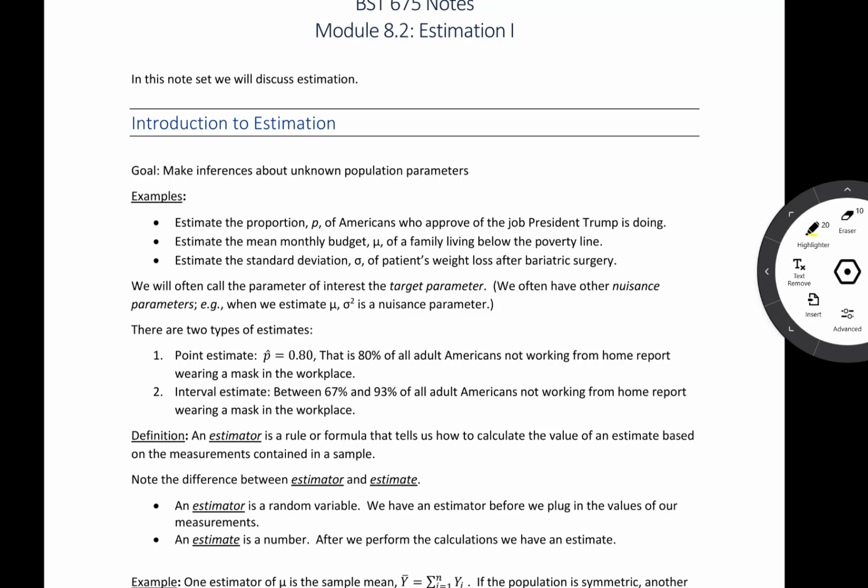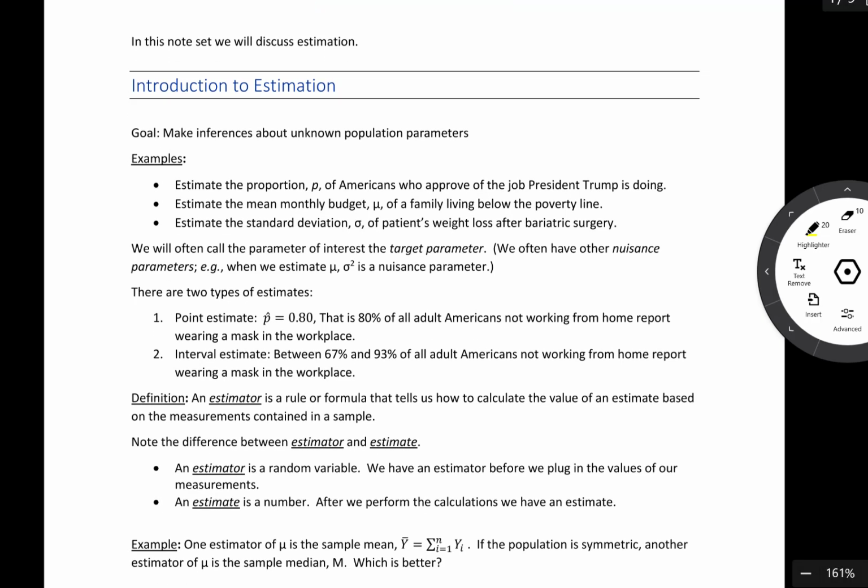In this set of notes, we're going to begin looking at the idea of estimation. Our overarching goal here is to make inference about unknown population parameters. For example, we might want to estimate the proportion P of Americans who approve of the job President Trump is doing. The only way to directly calculate P would be if we spoke to all adult Americans and found out if they approved.